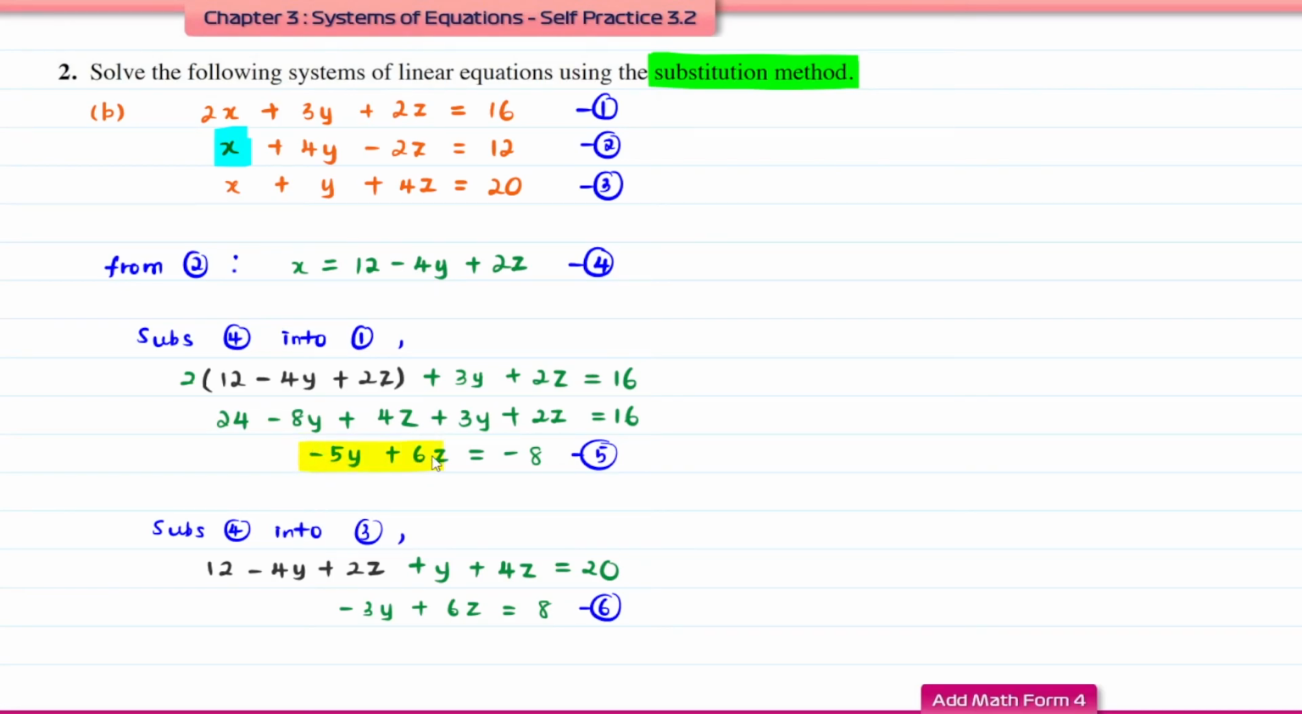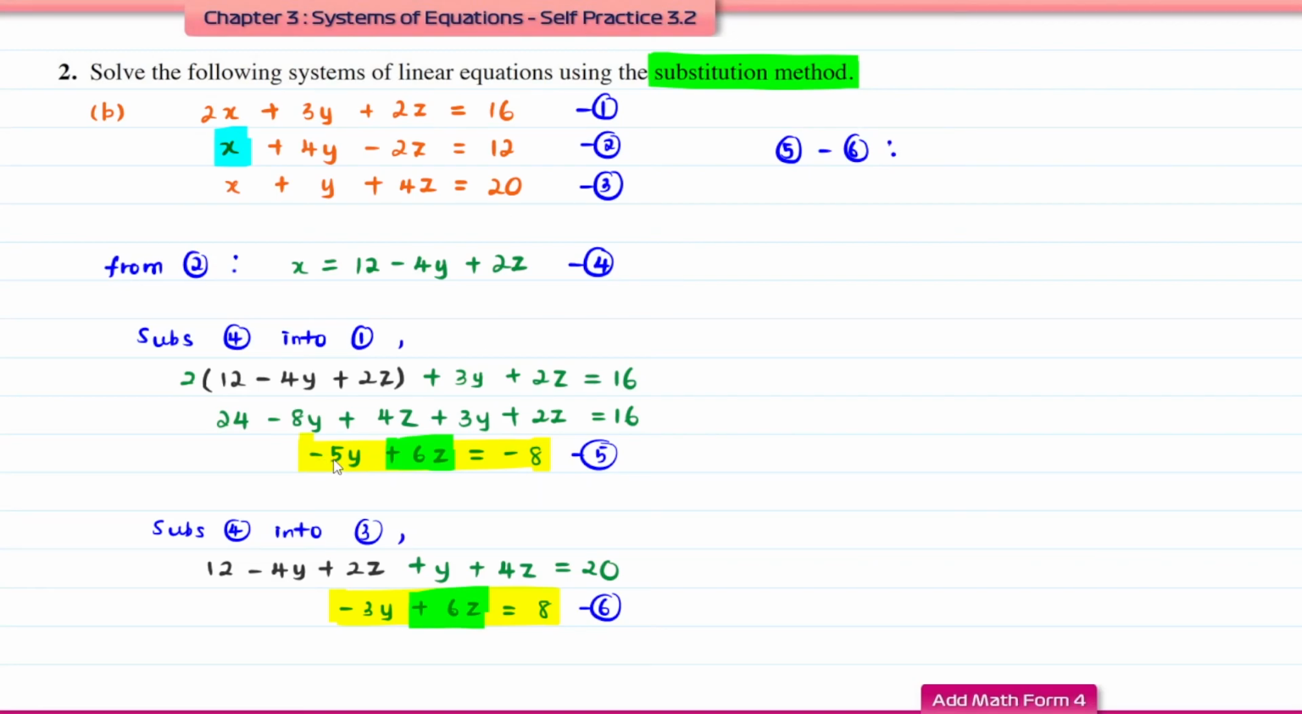So now let us focus on equations 5 and 6. They only contain two variables, which are y and z. So now we can solve it using the simultaneous linear equations method. So if you look at these two equations, we have the same value for the z here. Therefore, I'm going to choose to eliminate the z. So to eliminate it, I'm going to subtract these two equations. Therefore, here I'm going to write equation number 5 minus equation number 6.